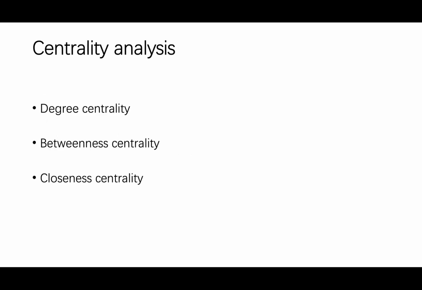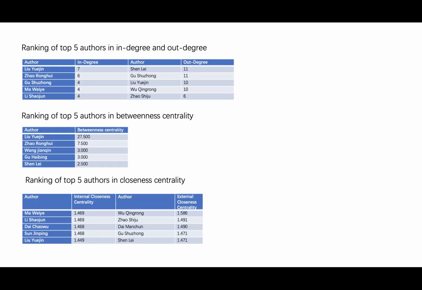Secondly is the centrality analysis, and it includes three basic concepts: the degree centrality, the betweenness centrality, and the closeness centrality. I conduct this part because I want to know the specific role of each author in the development of Chinese security. It can give us details on which kind of role each author may play in the development of China, and I also put the top 5 authors in these three parts.